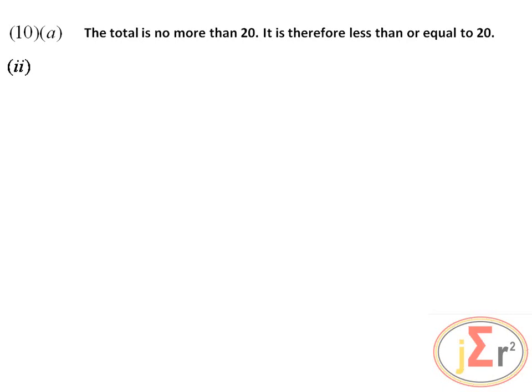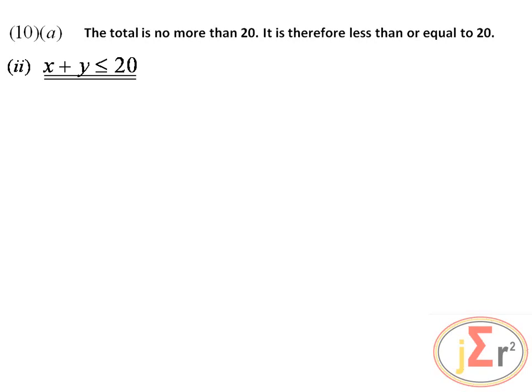Now we have our linear programming problem, and we have our first constraint. Maybe the first of two constraints, but it's the first constraint nonetheless. The manager of a pizza shop wishes to make small pizzas and large pizzas. His oven holds no more than 20 pizzas. The total is no more than 20. It is therefore less than or equal to 20. No more. It can go up to 20, but it cannot be more. So x plus y is less than or equal to 20.